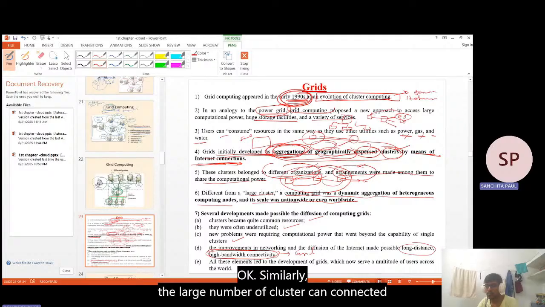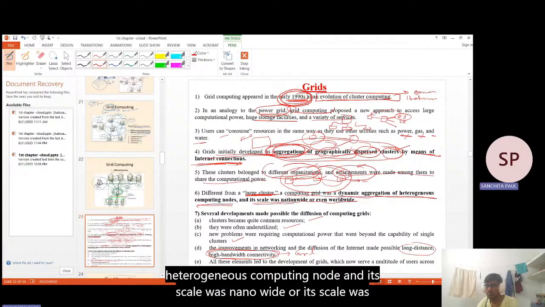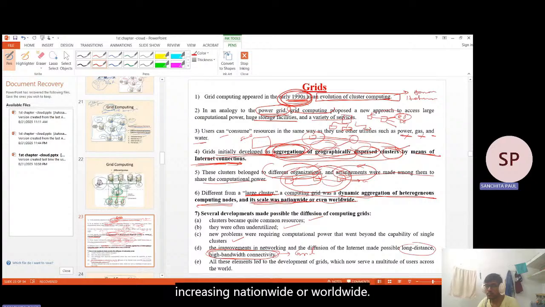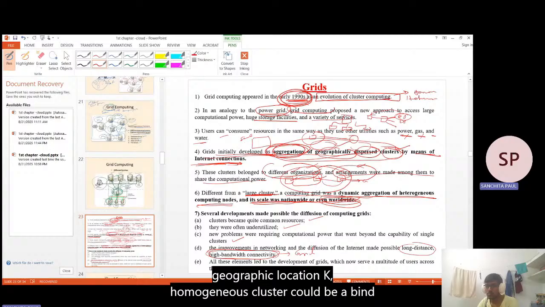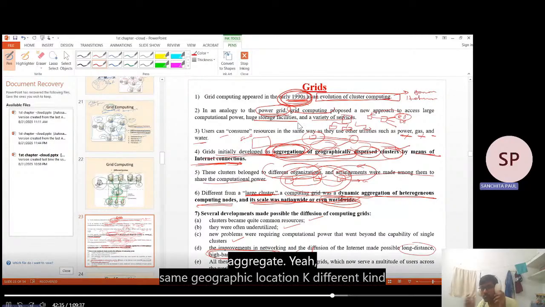Okay, similarly a large number of clusters can be connected with a grid. It is a dynamic aggregation of heterogeneous computing nodes, and its scale was increasing nationwide or worldwide. Worldwide is said because it binds and aggregates homogeneous clusters of branches at different geographic locations, or different kinds of servers at the same geographic location.